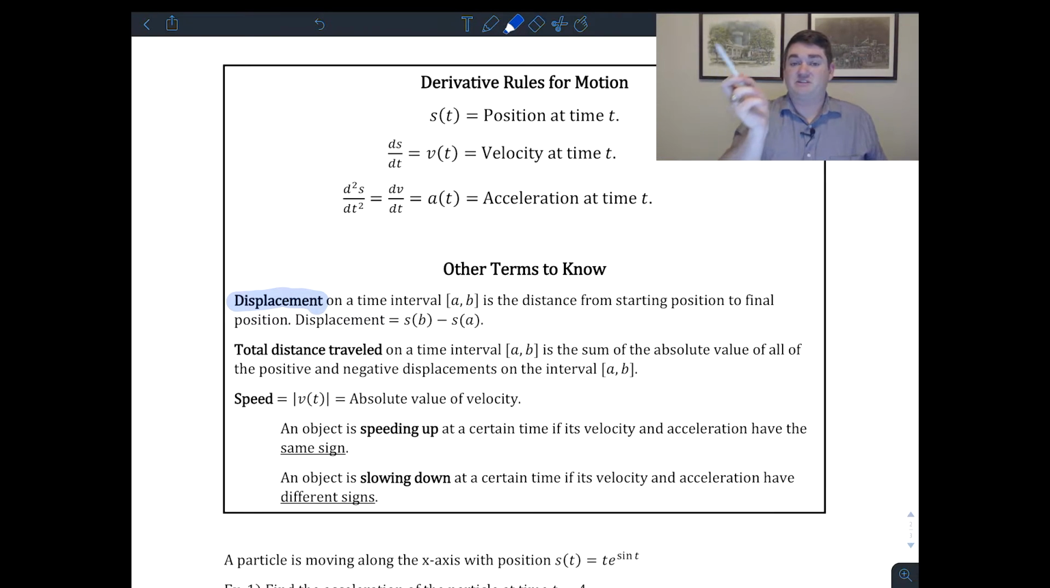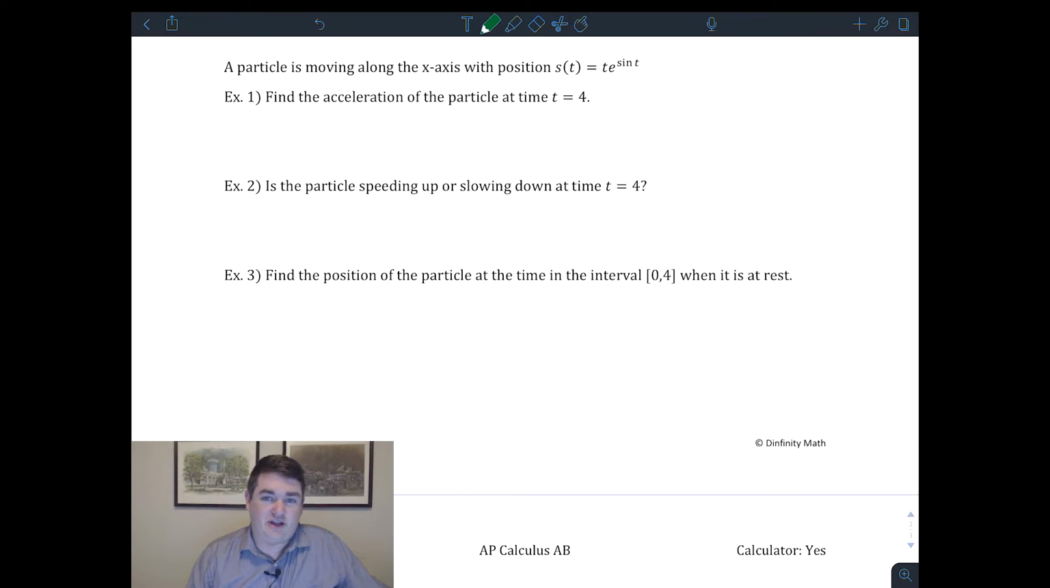On the way up, it's slowing down because its velocity is positive, but its acceleration is negative. So here we go. You'll want to have your calculator handy for these questions.